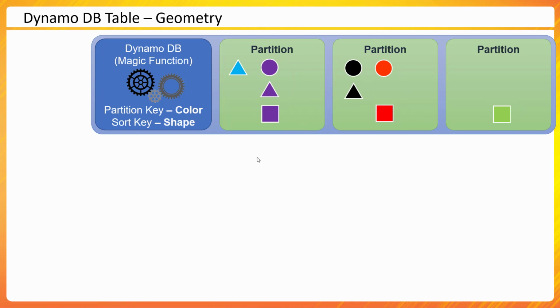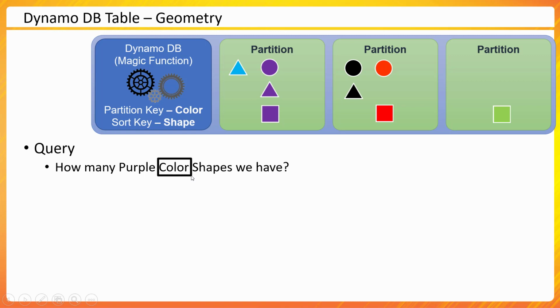Right? If I go ahead and ask this database table a question, hey, give me how many purple color shapes we have. So my query is on a partition key, the primary index which we have. That is good for DynamoDB because now it can say, okay, you want purple color information. Color is my partition key, and I know that in the first partition all my purple color items are there. So it has to only go here and not to other partitions and give you the details of all the purple color shapes we have. Right? An efficient way because it knows where all purple color items are.